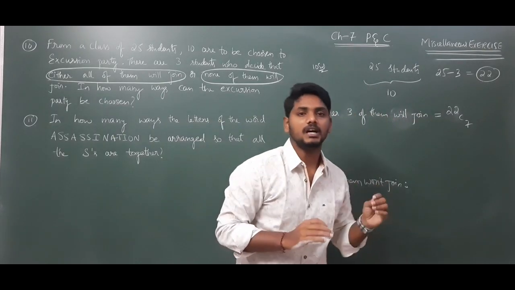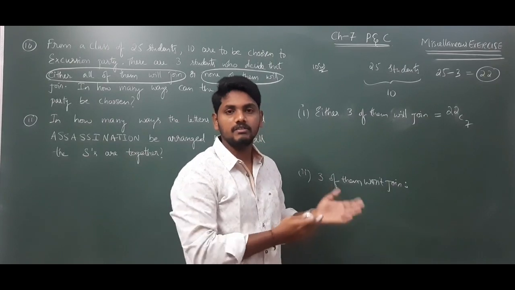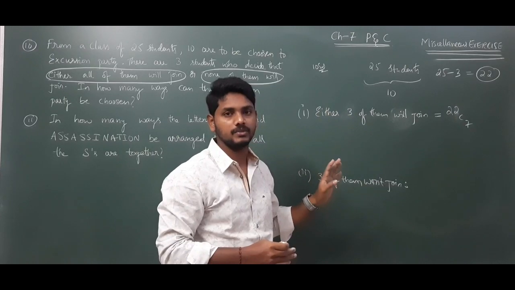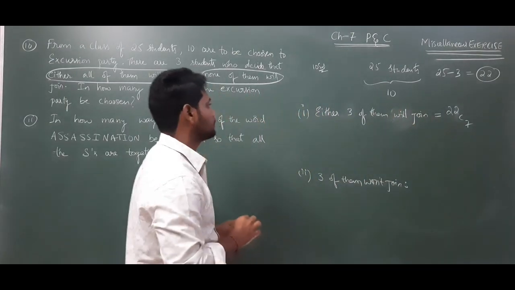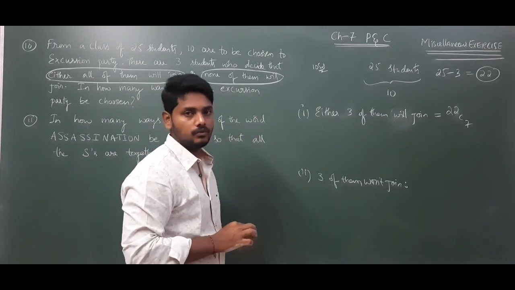Out of 10, 3 have already joined. That means we need to select 7 members only. 7 members out of how many? Not 25, 22. Why? Because 3 have already come. Understood? We need to select 7 members out of 22. Next, 3 of them won't join.